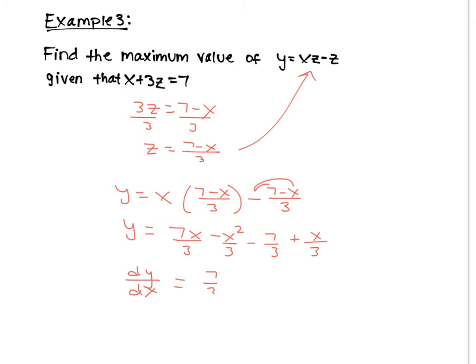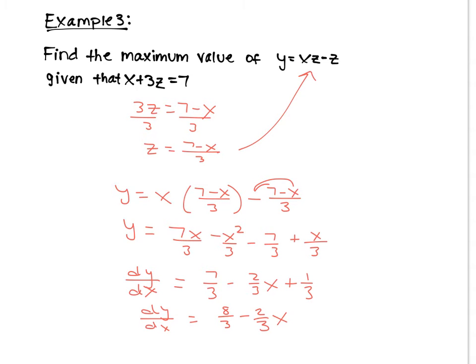And that gives us 7/3 minus 2/3 x. The negative 7/3 differentiates to 0, and then the 1/3 x differentiates to 1/3. And we should definitely combine those like terms. 7/3 plus the 1/3 is 8/3.